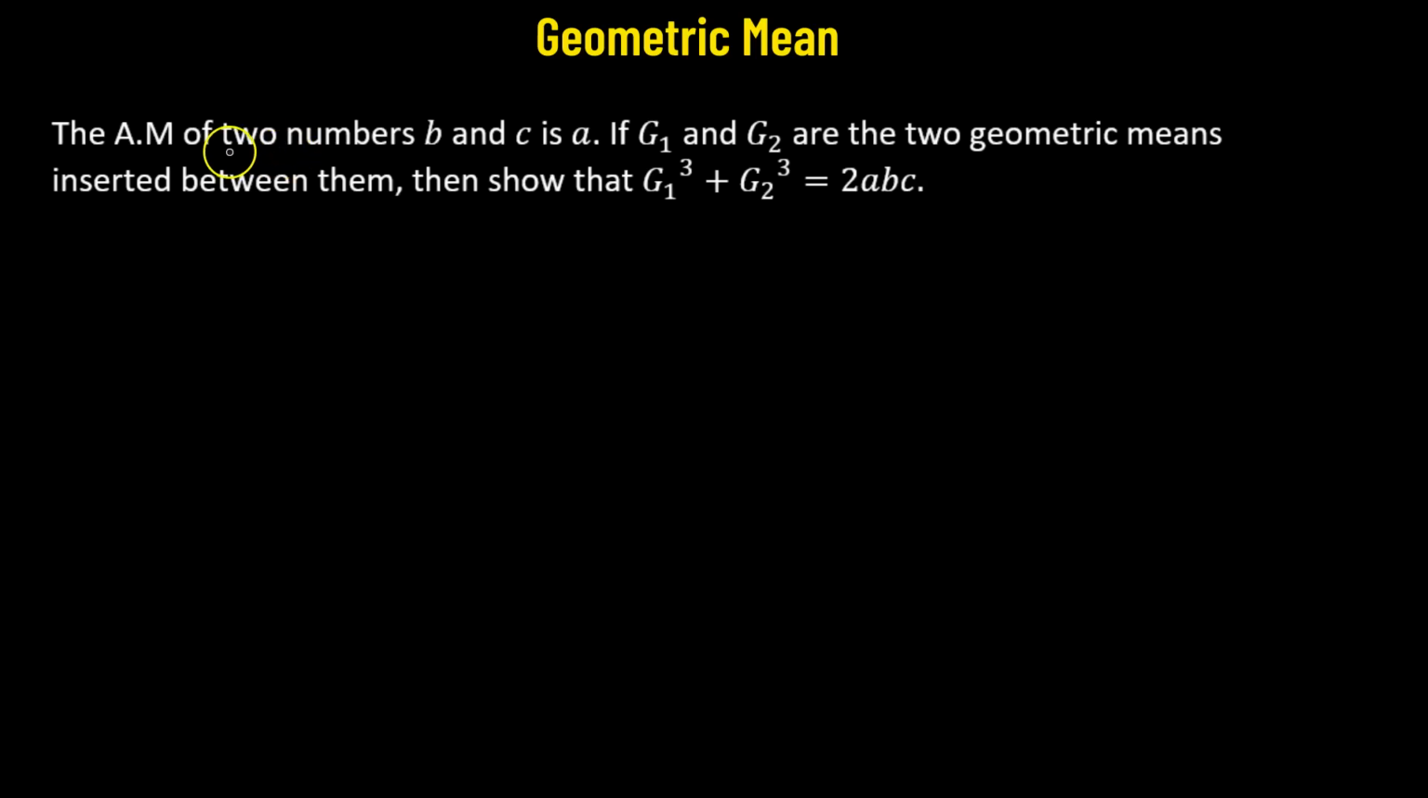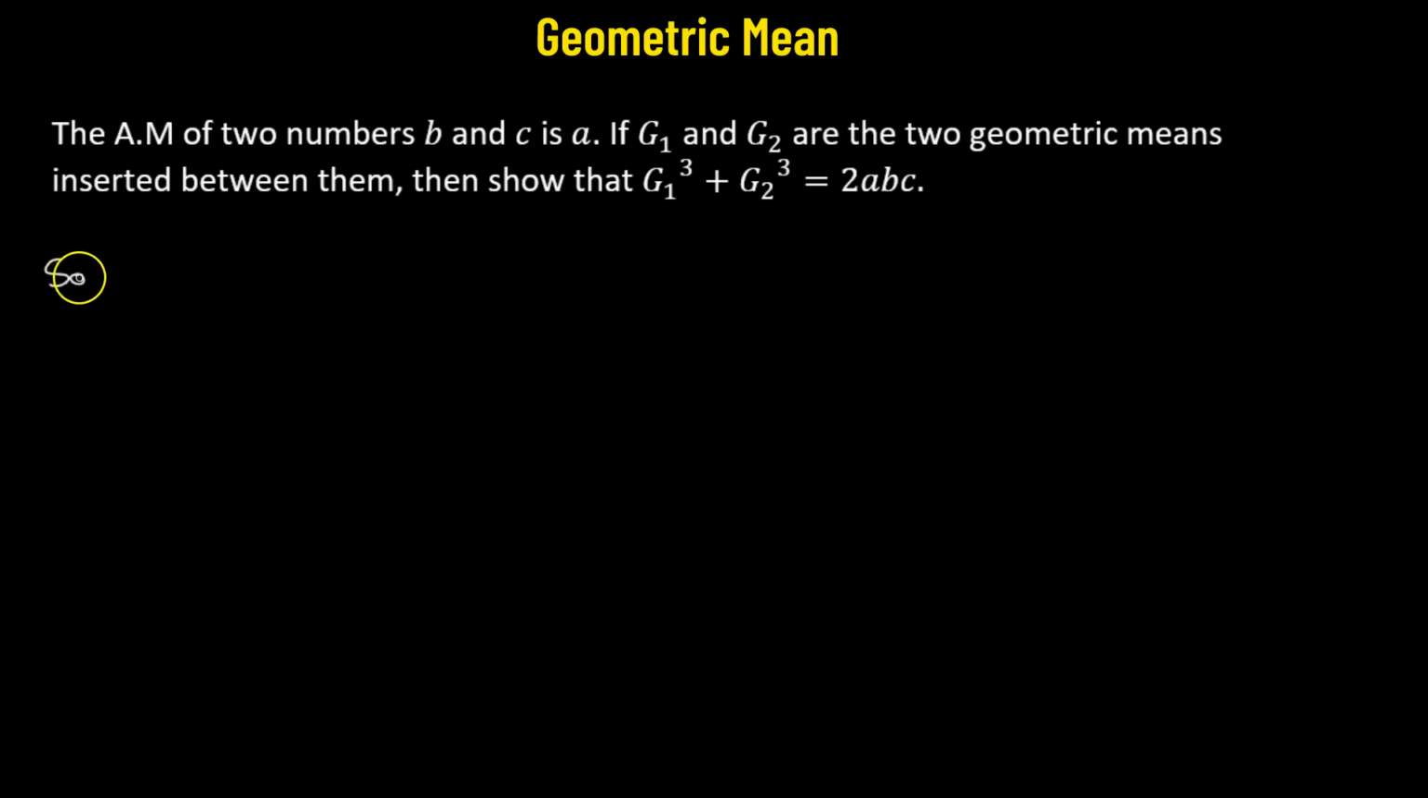In this problem, it's given that the arithmetic mean of two numbers b and c is a. Also, g1 and g2 are two geometric means that have been inserted between these two numbers b and c. Now we need to show that g1 cube plus g2 cube equals 2 times a, b, c.